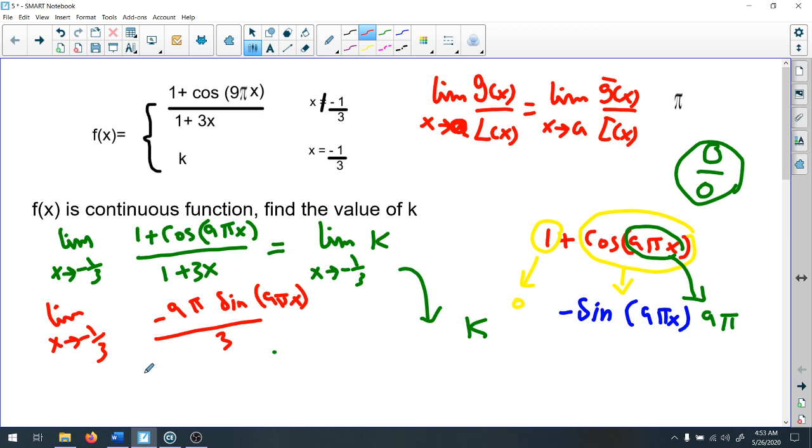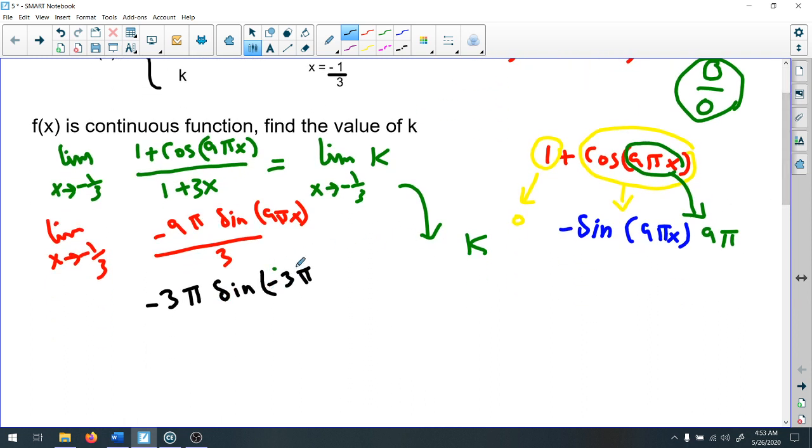So let's simplify that. We can plug in negative 1/3 for x. First divide negative 9 by 3, it will be negative 3, and bring down pi. Now if you plug in negative 1/3 here, negative 1/3 times 9 is negative 3, and negative 3 times pi is negative 3 pi. So it will be negative 3 pi times sine of negative 3 pi. That's the left side function.